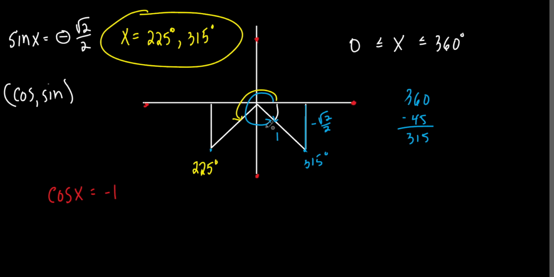Because what is the ordered pair here? That's 1, 0, isn't it? What's the ordered pair here? 0, 1. What's this ordered pair? -1, 0, and this one, 0, -1. The first one is the cosine, the second one is the sine. Where is the cosine -1? At 180 degrees, and that would be your answer to this. So x is 180 degrees.